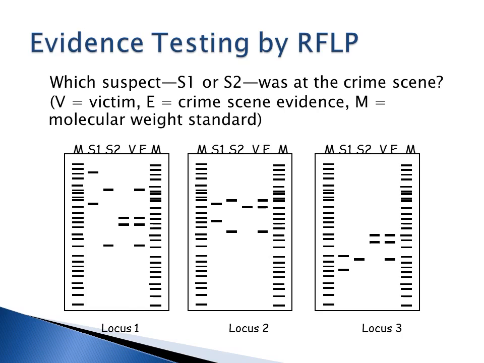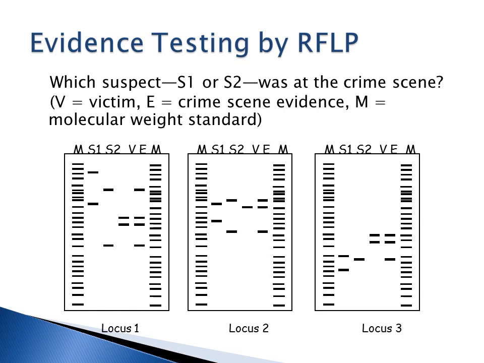So you can also do evidence testing using restriction fragment length polymorphism. You can look at various suspects, you could look at the victim, you could look at crime scene evidence, and you could compare those sizes to your molecular weight standard. So in this instance, you have 3 different loci, you have 2 different suspects, and you want to know which one was at the crime scene. So you see your banding pattern of suspect 1 at locus 1, suspect 2 at locus 1. You could see the victim's pattern, and you can see the crime scene evidence.